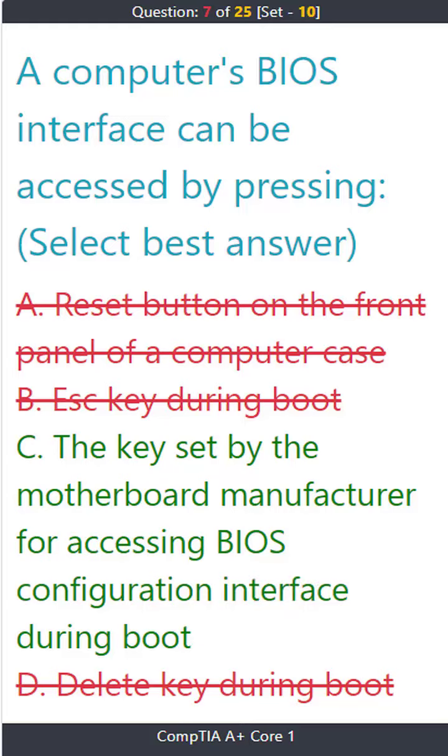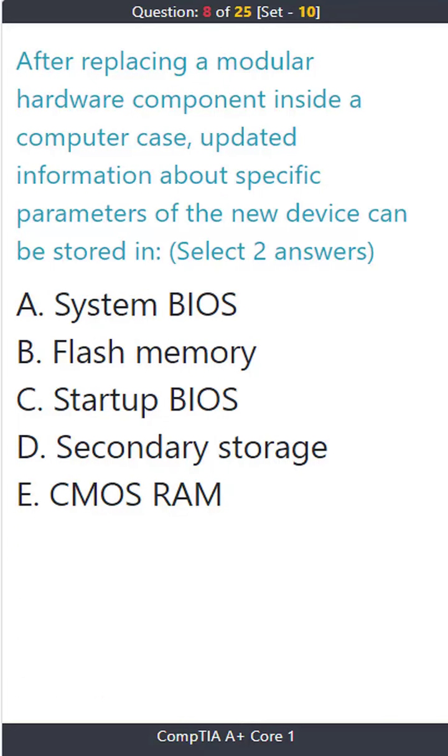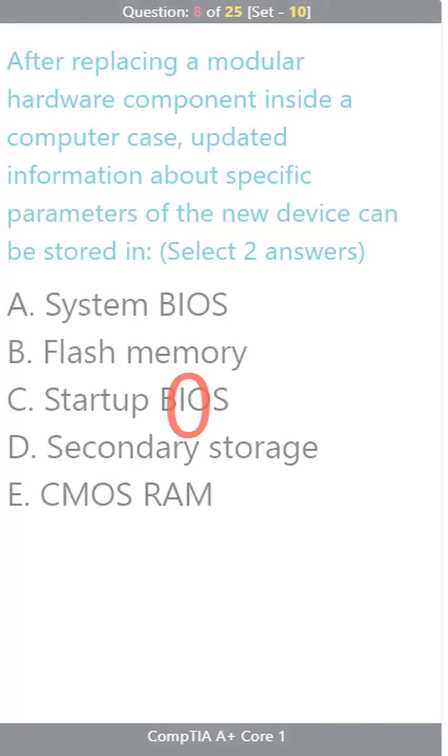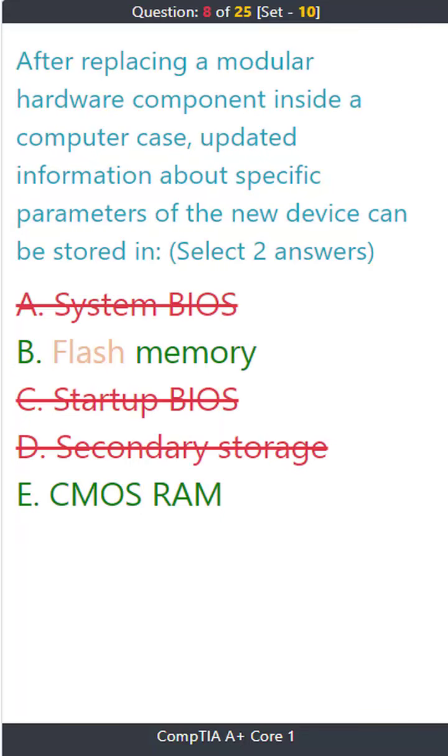Question 8. After replacing a modular hardware component inside a computer case, updated information about specific parameters of the new device can be stored in. Select two answers. A. System BIOS. B. Flash memory. C. Startup BIOS. D. Secondary storage. E. CMOS RAM. The correct answers are B. Flash memory. E. CMOS RAM.